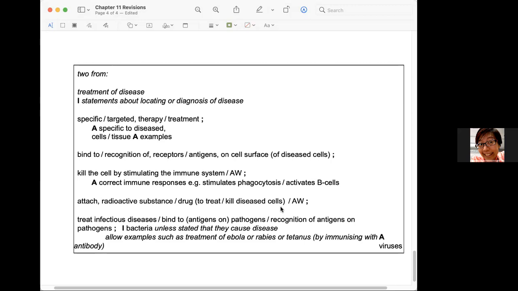So this is called magic bullet, right? Magic bullet, targeting the medicine towards that particular disease cell. I think that's what they're trying to say here, treat disease, right?